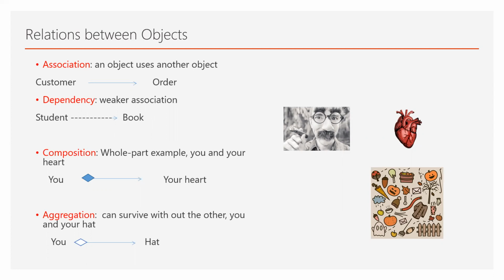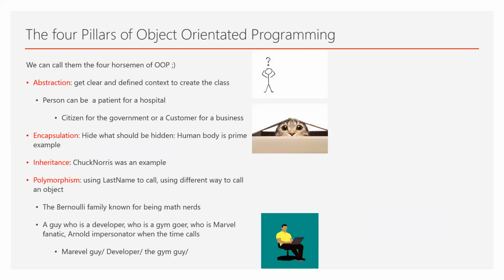Okay, next part is the 4 pillars of object-oriented programming. Some consider them the 4 horsemen of object-oriented programming. And the first one is abstraction. It gives us a very clear understanding of what we are about to create. It gives a clear and defined context to create a class. So here we have a stick figure questioning its own existence.